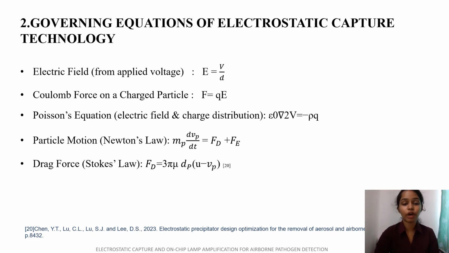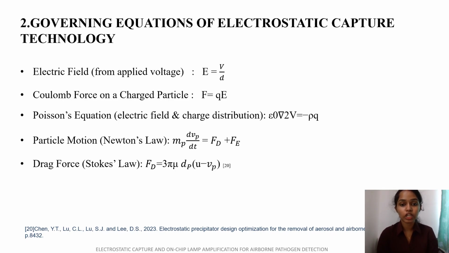They give a theoretical foundation to design and optimize ESP for better capturing efficiency. So the first one is the electric field from the applied voltage, E equal to V by D, which decides how the charging region will be. The lower the electric field, the poorer the charging will be, and at a higher electric field, ozone formation happens and safety concerns will be there. Applied voltage and electrode spacing must be optimized for better ESP capturing efficiency.